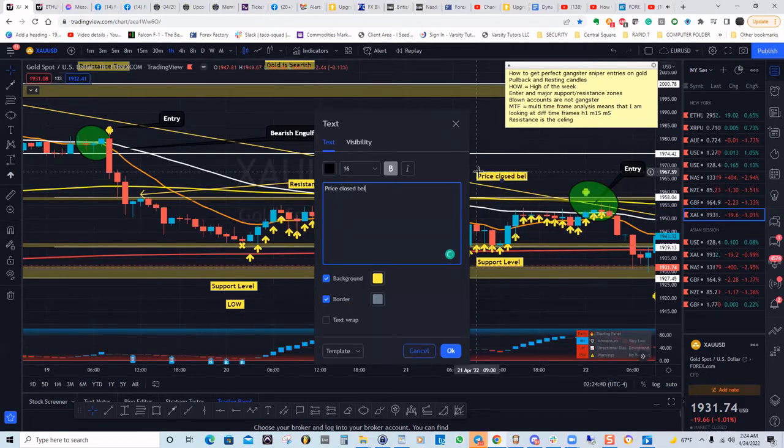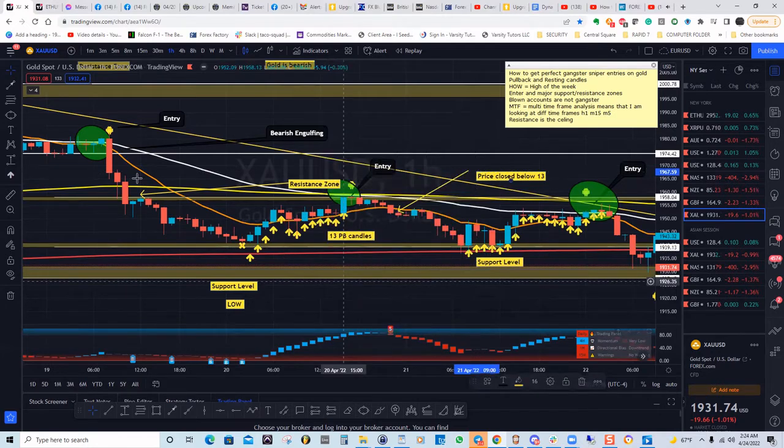Price closed below the 13. If price closes below the 13, then you get into a trade. That's why I got into this trade. It not only crossed over, but price closed below the 13 and the 50. Whenever price closes below the EMAs and retests, see right here, boom. Price closed below the 13 and the 50 at the crossover.